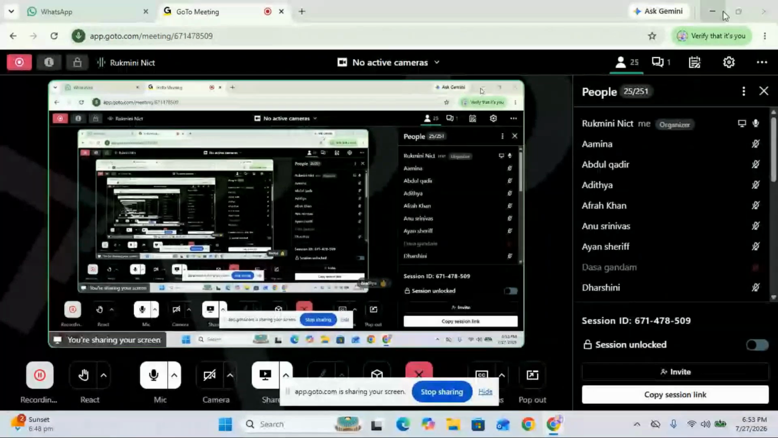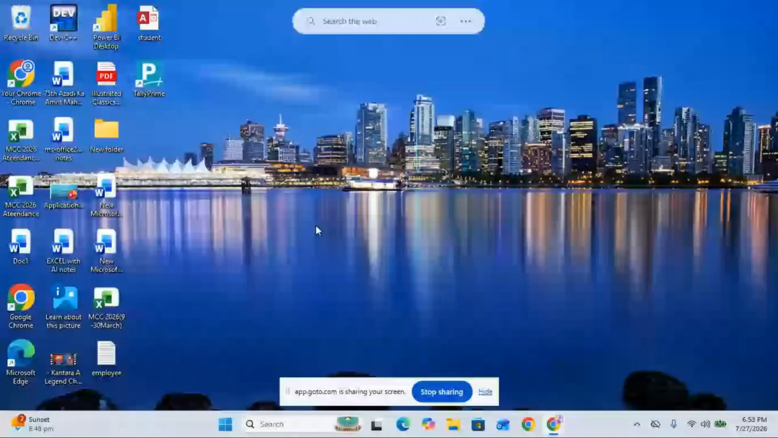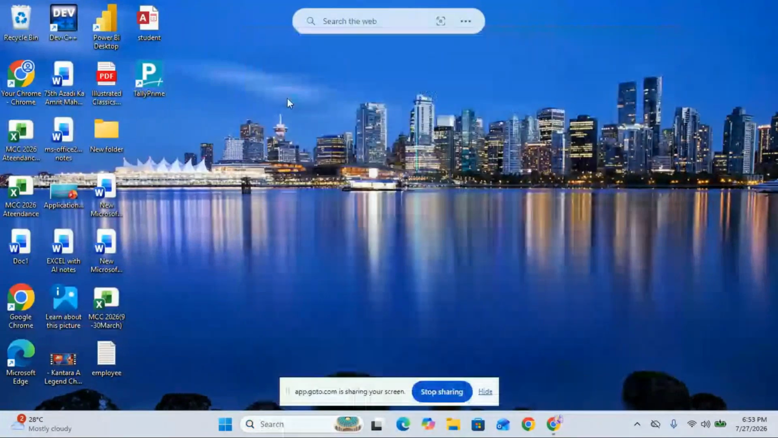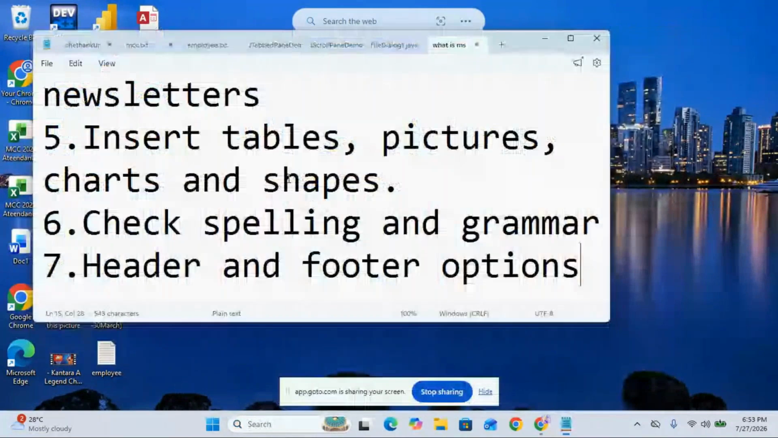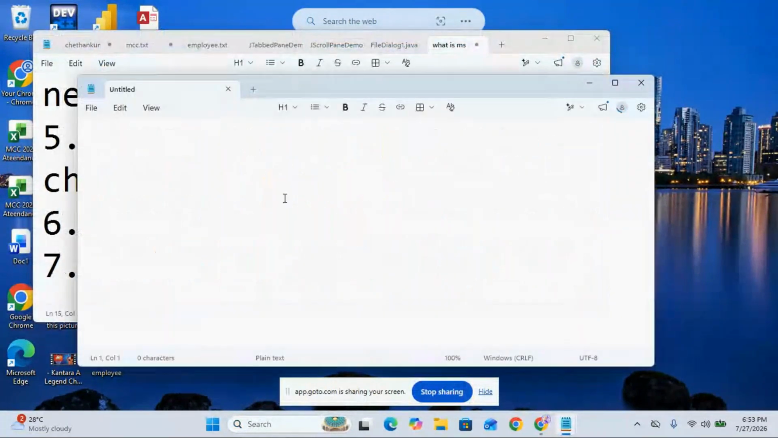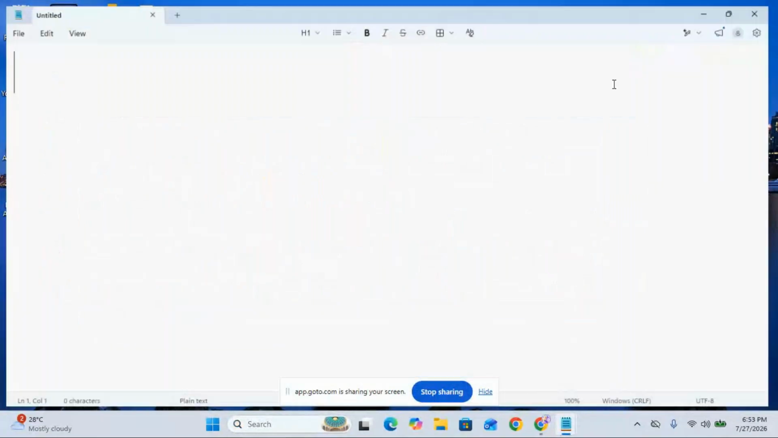Hope everyone can see my screen, right? I'm sharing the screen now. I'm just opening one notepad file. Everyone can see this notepad file, right? Yes, ma'am. Guys, you have to respond. Please unmute and then tell me. Okay, fine.